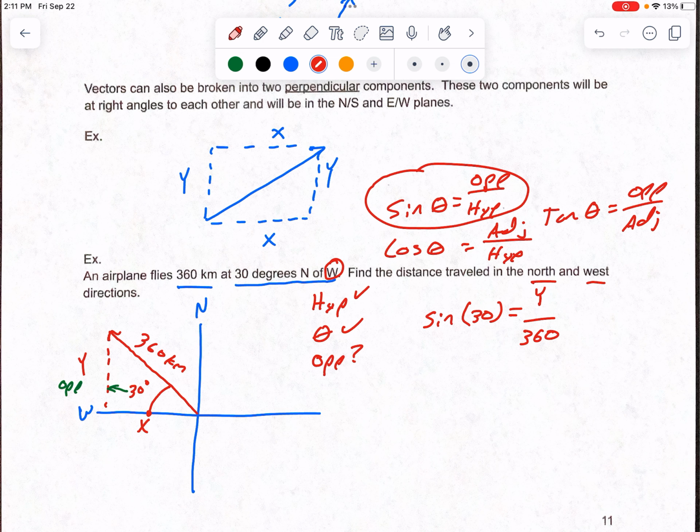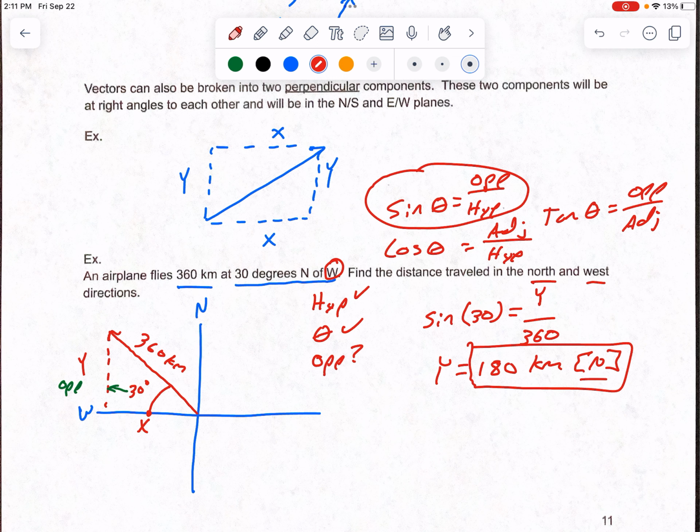Now, all you got to do is, one, make sure you're in degree mode. Two, you're just going to multiply both sides by 360, and you're going to get a y value of 180 kilometers north. So there is half your answer right there. Don't forget to put the direction there, because you got to tell me which way it's going.